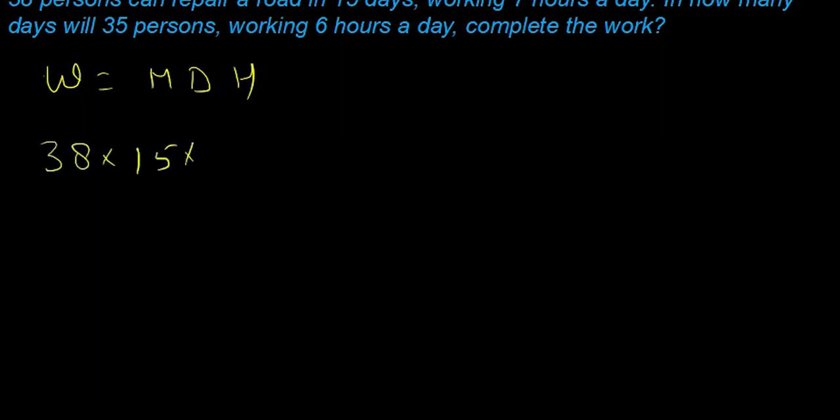38 men can repair a road in 15 days, working 7 hours a day. Now hours are also included. So what formula are we going to use? W equals MDH. So MDH: 38 men multiplied by 15 days into 7 hours equals, in how many days will 35 men working 6 hours a day do it? So let's say D days are required. Just equate the things.